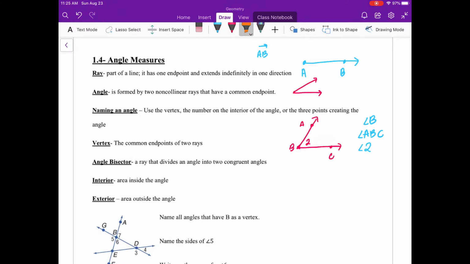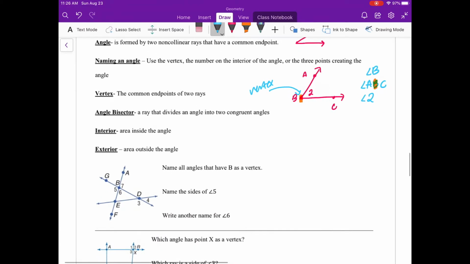It's really important that when you are naming the angle and you're using all three endpoints, the vertex is always going to be the middle letter. So when you're looking at an angle, the vertex is going to be what connects your two rays.